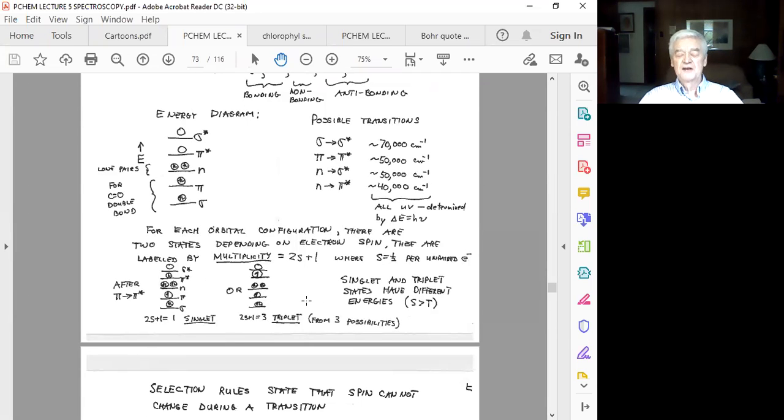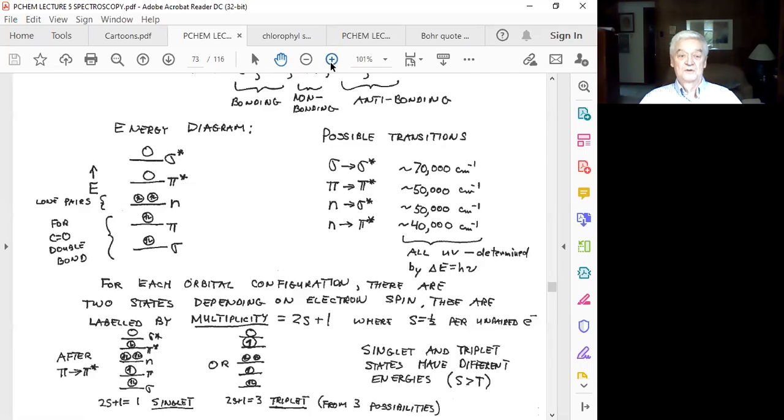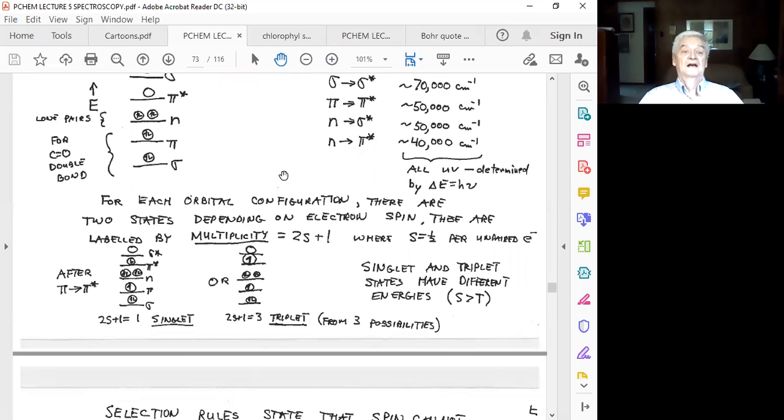And I think where we stopped last time, we got into discussing the fact that when a transition takes place, the electron spin should not change. So notice this is our ground state configuration. If we have a pi to pi star transition, we will take one pi electron and put it into this pi star orbital. This is what we'll have. Notice that this electron and the pi star electron are in opposite directions when we look at it.